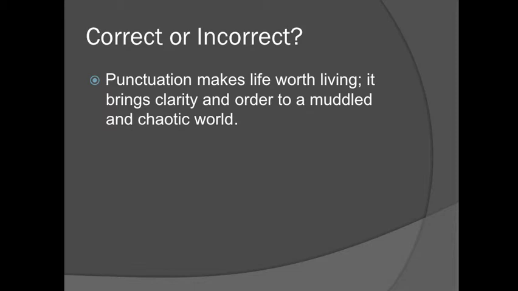So this is correct use of a semicolon. On each side of the semicolon, you have a complete sentence. "Punctuation makes" is the subject verb. "It brings," subject verb on the other side of the semicolon. This could have been set up as two separate sentences with a period in between. That's the standard you want to be using. Could I have made this two separate sentences? If I could have, then the semicolon is going to work. So this one is correct.